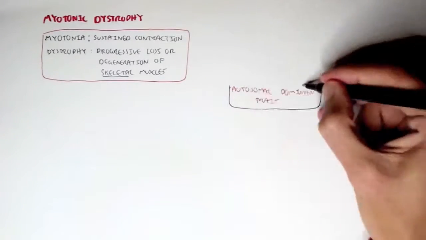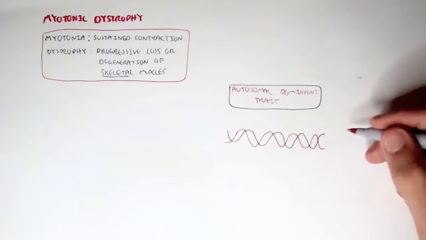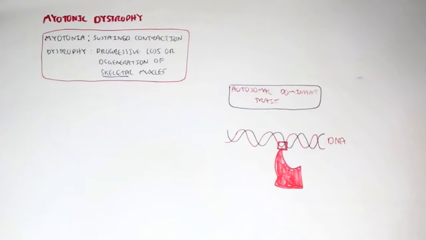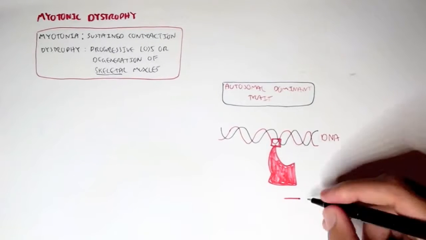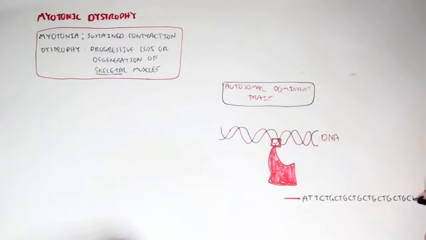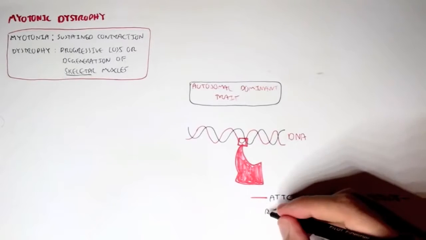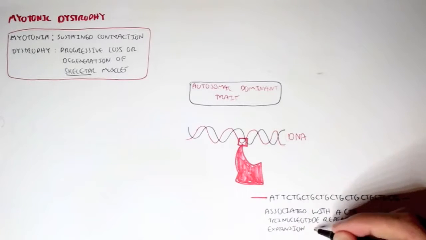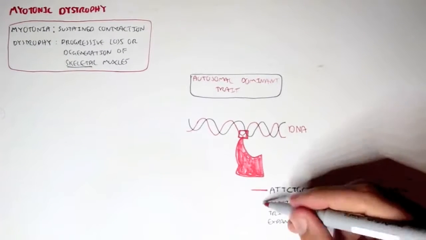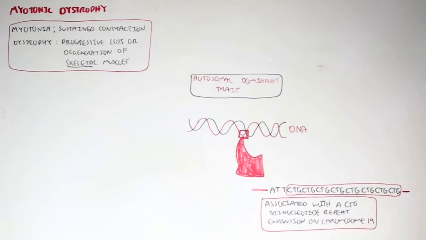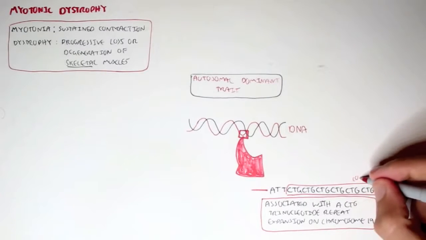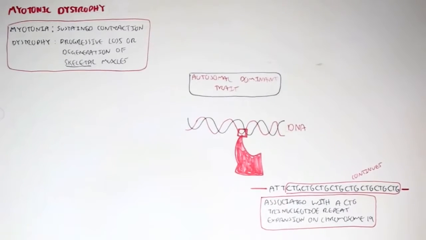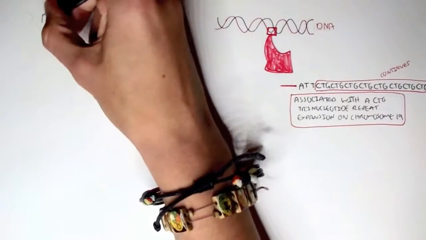Myotonic dystrophy is an autosomal dominant trait. If we look at a molecular level at the DNA, there's a specific sequence in the DNA that predisposes the person to this type of disease. Myotonic dystrophy is associated with a CTG trinucleotide repeat expansion on chromosome number 19. Essentially, if chromosome number 19 has a lot of CTG sequences, it predisposes the person, or the person is most likely to have this form of dystrophy.